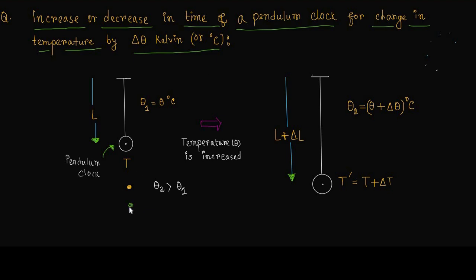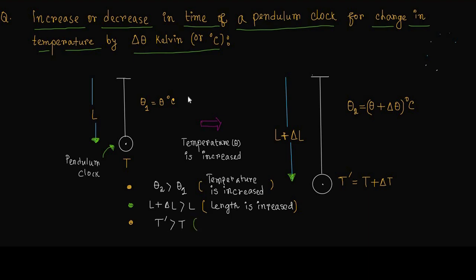As the final temperature theta 2 is greater than the initial temperature theta 1, the length of the pendulum increases. That's why L plus delta L is greater than L. Here the temperature of the pendulum clock is increased, so the length of the pendulum clock also increases. Now the time period also increases, so T prime is greater than T.